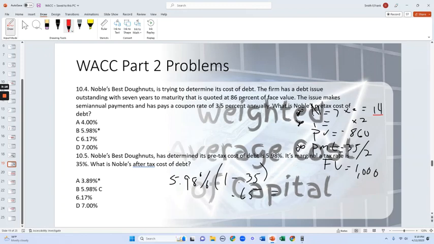The next one, we're looking at the pre-tax cost of debt, which is 5.98%, which we just calculated. We want to know what the after-tax cost is. Well, they're in the 35% tax bracket. So when we take the 5.98 and multiply it by 1 minus t, 1 minus 0.35, you have 0.65. And when you multiply 0.65 by 5.98, you have a component cost of debt of 3.89%.